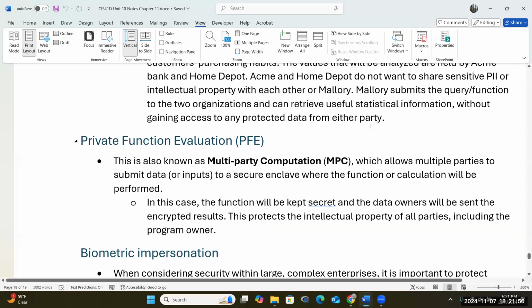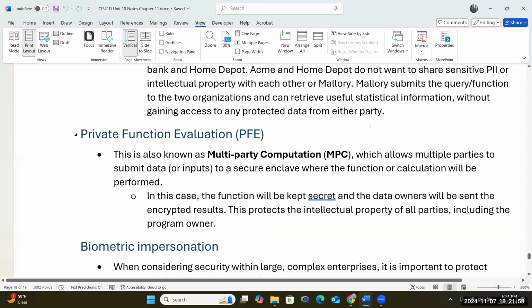Okay, and then we have private function evaluation, your PFE. This is multi-party computation, your MPC. It allows multiple inputs, so more than two, right? That way you can calculate and perform the computation. So when you're dealing with private data from different locations, or you need to be able to calculate it, you should use your private function evaluation.